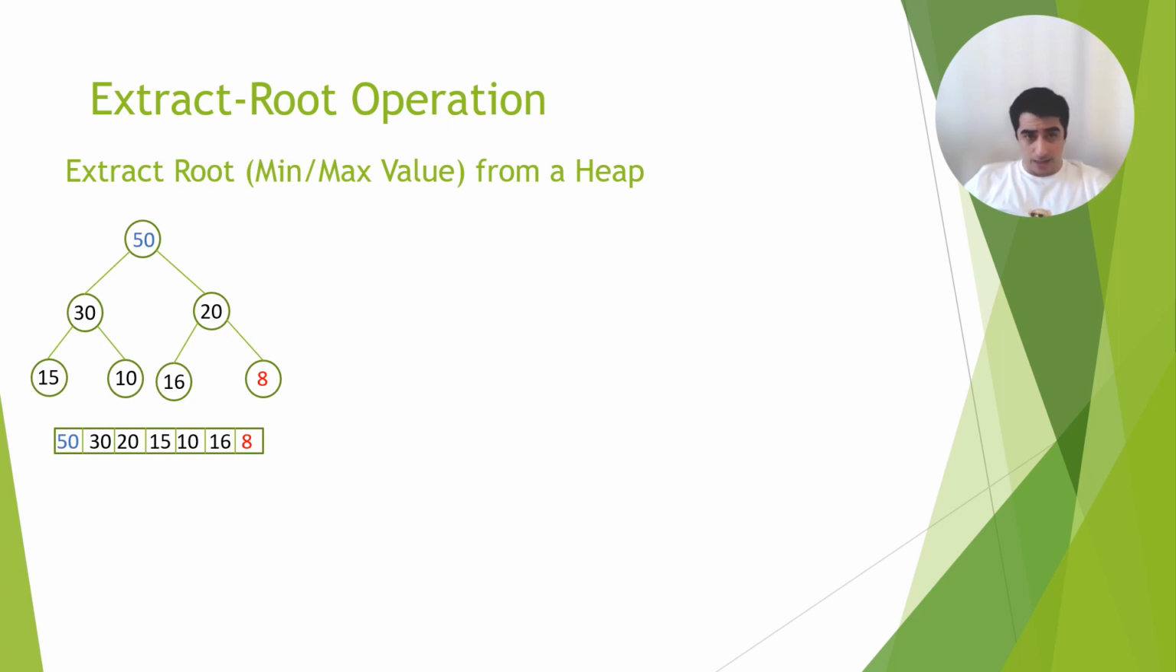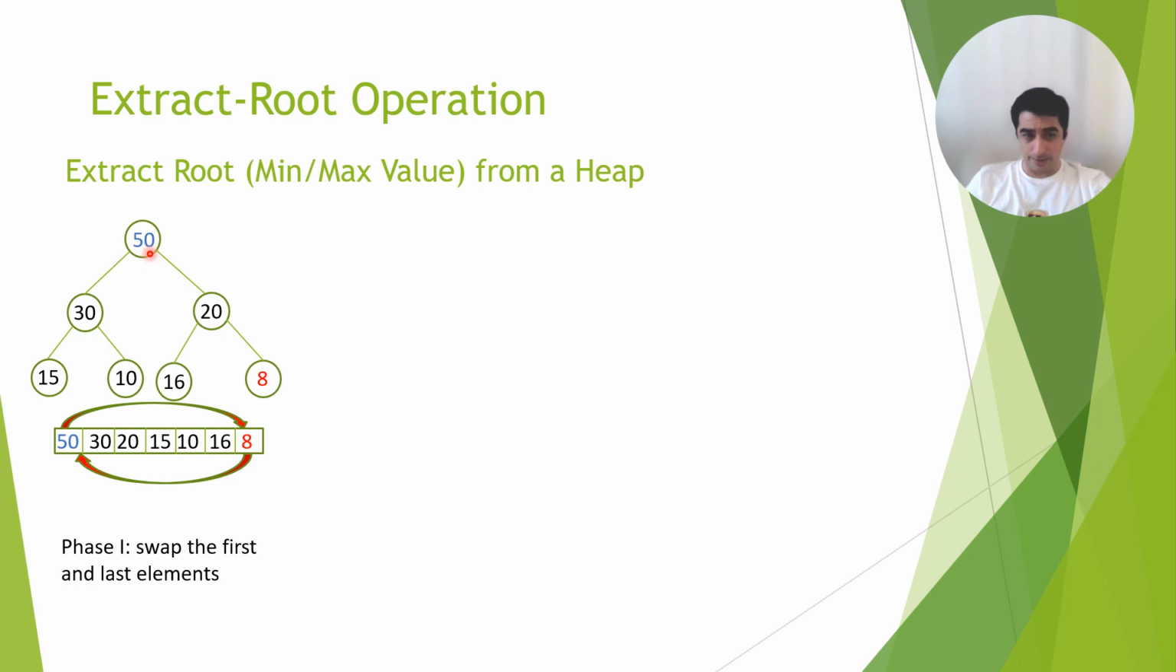Let's see how the extract max is possible. Imagine you have a binary heap like this. This is a max heap, and I'm going to extract the root. I'm going to remove the maximum value. The maximum value is always at the root because of the way we define the max heap property. So when you want to remove the 50, how will the heap look after extracting the root? I'm going to show you step by step.